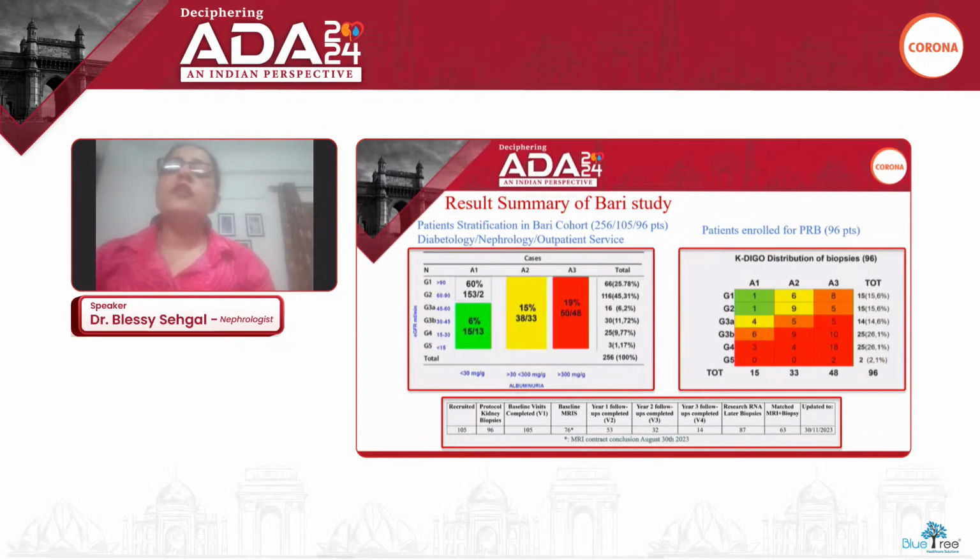Around 45% of the patients included in this study were G2, that is stage 2 of CKD, and another 18% were class 3. So around 60%, or two-thirds, of the patients were already class 2 or class 3 CKD. Out of these patients, around 96 underwent a protocol kidney biopsy. About 80% of those who underwent a biopsy already had albuminuria, either moderately or severely increased. Next slide.